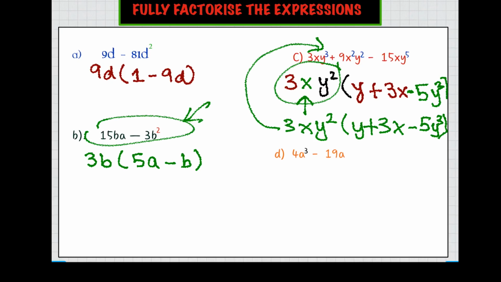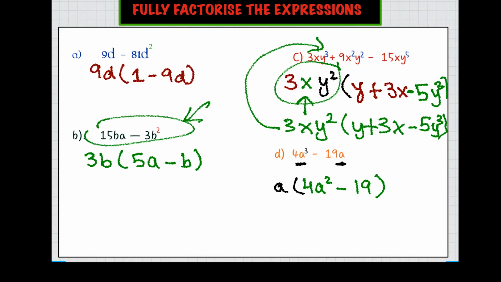For the last one, I've got 4a cubed minus 19a. The highest common factor which I can take in this expression is just a. So we're going to write just a outside. The numbers 4 and 19 don't go into the same table, so we can't take them out. We would write 4a squared minus 19 for this one.